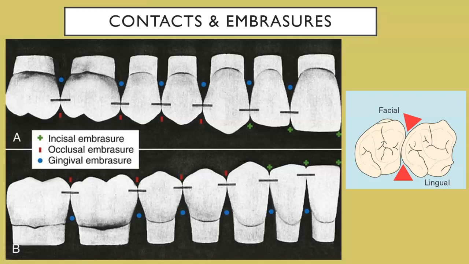The next one is going to be focusing on contacts and embrasures. With this one, contacts are basically where two adjacent teeth come together or touch. And this is important for a lot of different reasons as well, same as we talked about before. It protects the tissue, and we want that contact to be there in between the teeth.